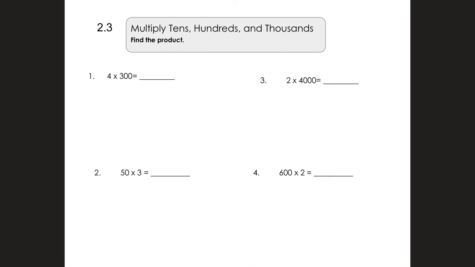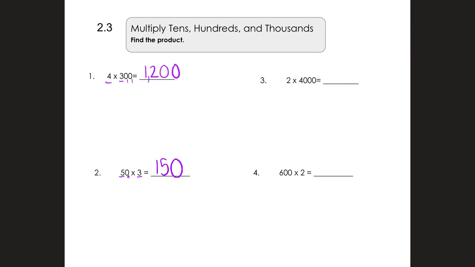Multiply tens, hundreds, and thousands. The directions read find the product. You will have about 3 questions that look like this. So 4 times 300. It's easy because I know 4 times 3. 4 times 3 is 12, and then I just have to add those 2 zeros and put my comma where it belongs. 1,200. Number 2, 50 times 3. I know 5 times 3 is 15, and then I have to add 1 zero, 150.